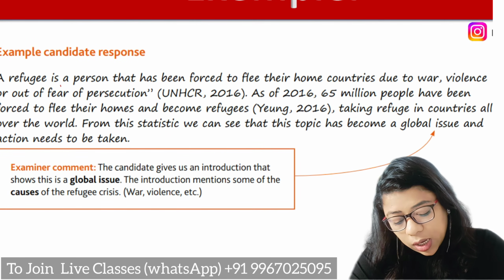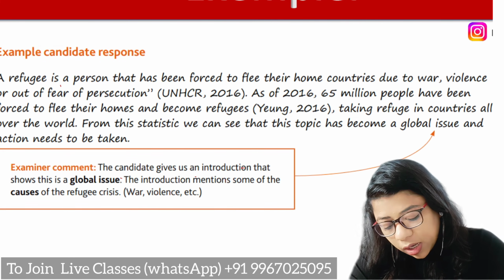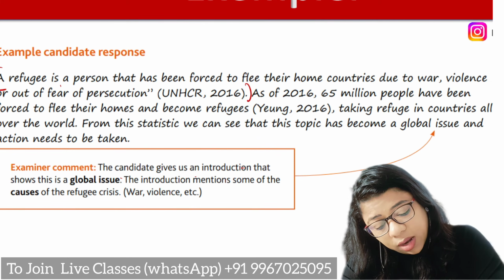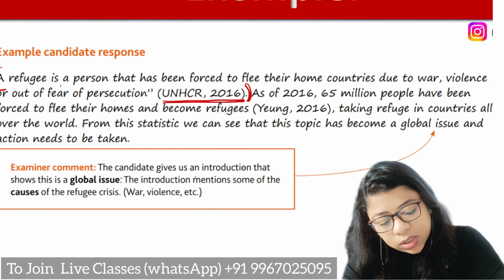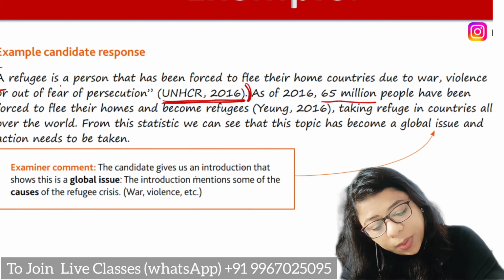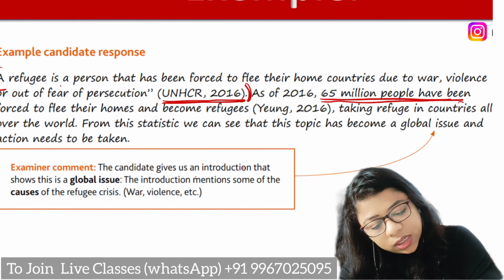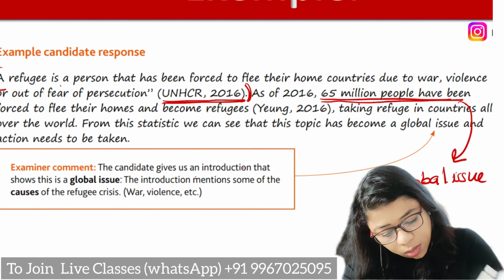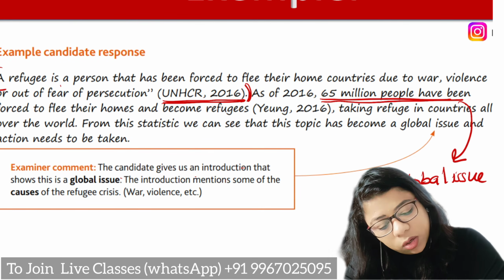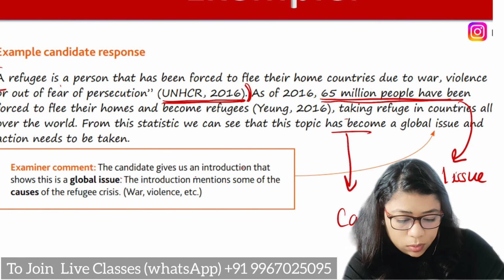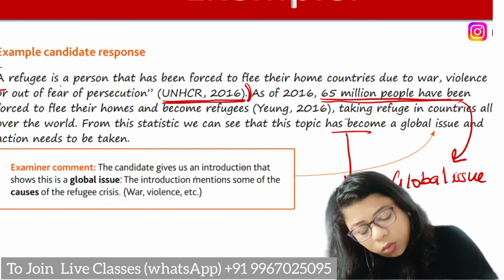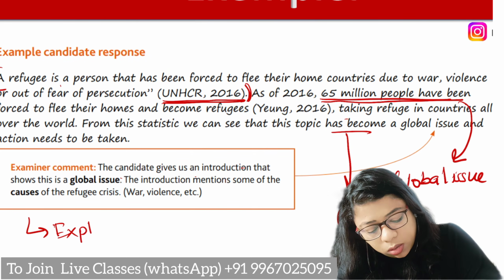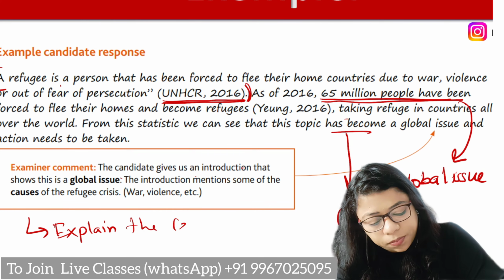So first, if you see, the candidate gives an introduction. So basically the candidate is first explaining who is a refugee, and then as per the statistics, the candidate has given what is the source of information and how many people are affected. So whether the candidate is basically convincing if it is a global issue. Okay, and then the candidate talks about the cause. So what do you understand from here? You should introduce and explain the center word.